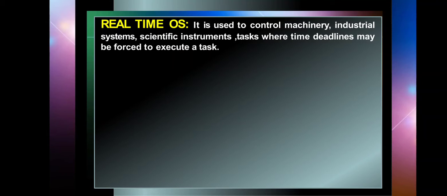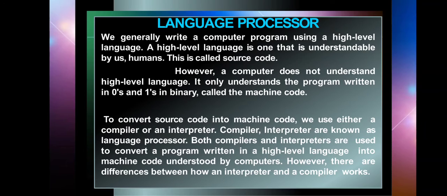Real-time operating system is used to control machinery, like industrial systems, scientific instruments, and tasks with time deadlines. Real time means there are certain deadlines, that we have to complete this task in a month, or we have to complete it in a day. So it may be forced to execute a task.